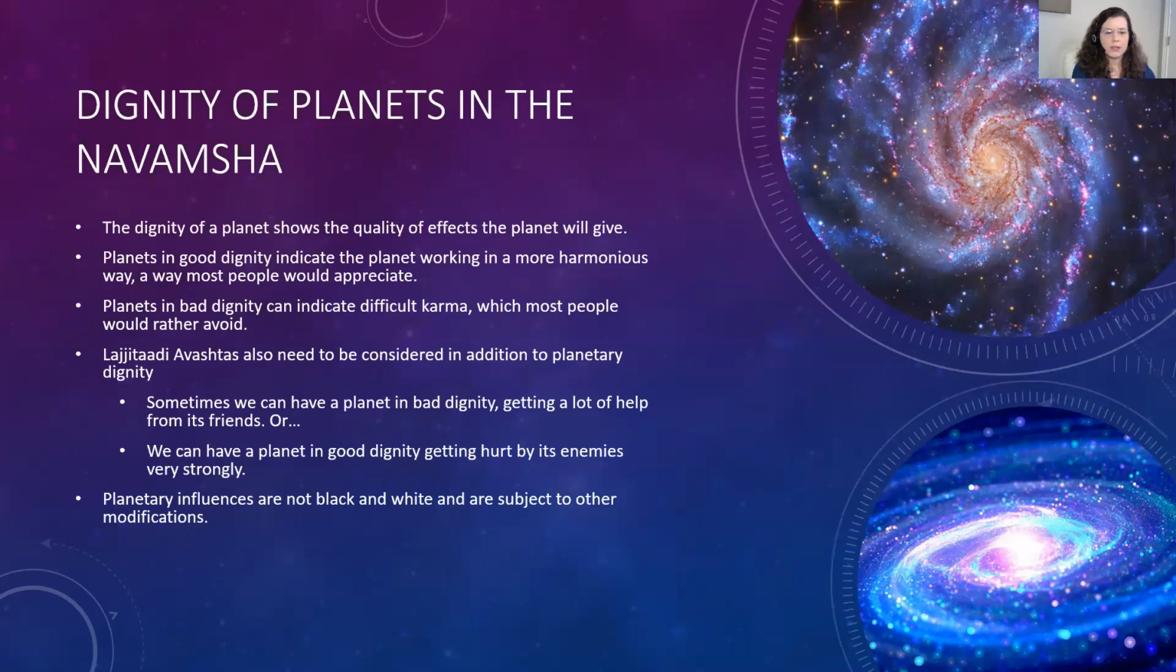But we also want to consider Lajjitadi avasthas in addition to planetary dignity. Sometimes we can have a planet in bad dignity getting a lot of help from its friends, or we can have a planet in good dignity getting hurt by its enemies very strongly. And so planetary influences are not black and white and are subject to other modifications that need to be taken into consideration.